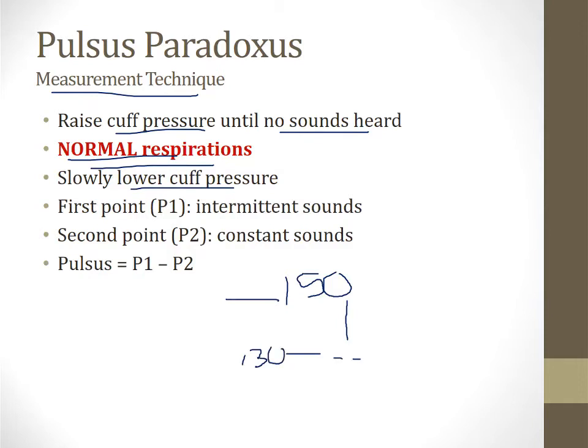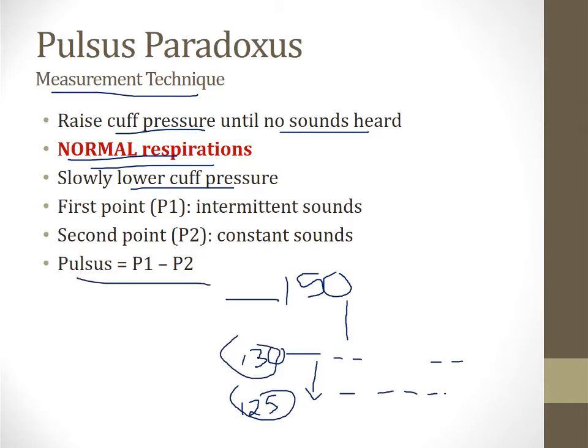You will hear a bump, bump, and then no sounds, and then a bump, bump. What's happening here is that you are hearing sounds only during certain parts of the respiratory cycle. You then continue to lower the blood pressure cuff, and let's say you get down to 125, and you will hear Korotkoff sounds throughout the respiratory cycle, so bump, bump, bump, bump, bump. The difference between these 2 points, 125 and 130, is the pulsus paradoxus.